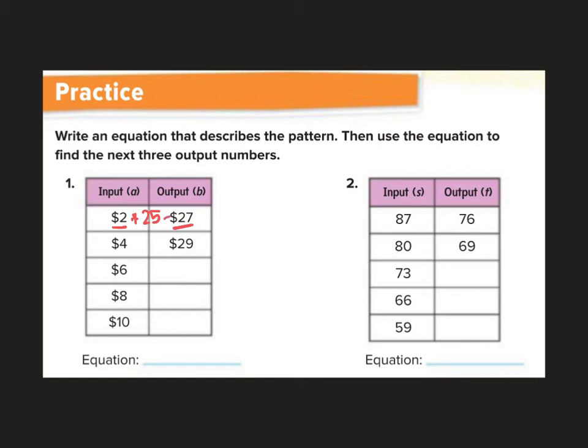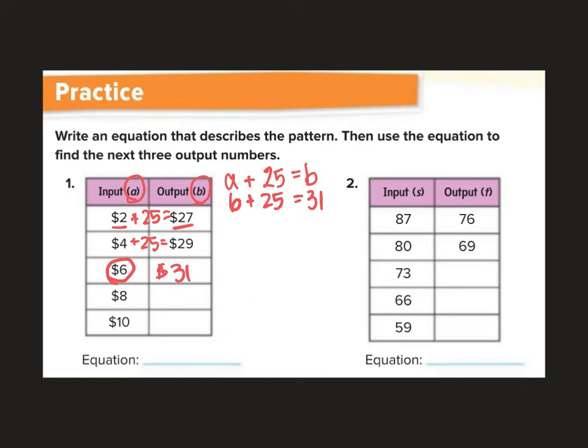Okay. Let's check it out for the next sequence here. 4 plus 25, is that equal to 29? Yeah. Okay, so our rule is add 25. So now I'm going to look at my input, A, and I need to add 25 to my input to get my output, B. Okay, so what if A, or my input, is 6 plus 25? I'm going to get 31.